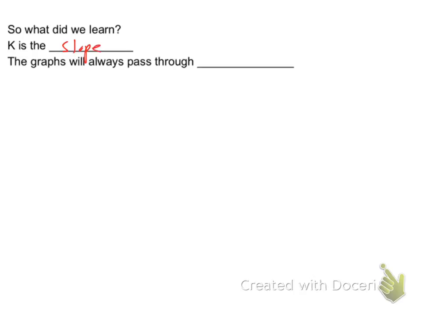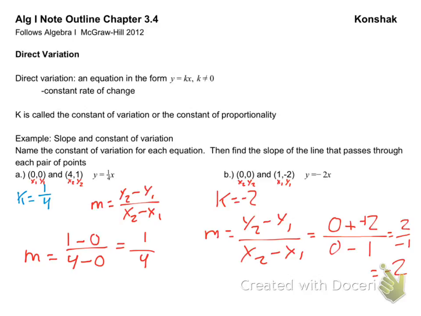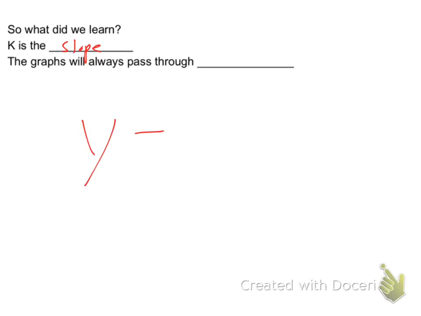Graphs will always pass through... Let's go back here. If I look at this equation, y equals kx. And k can be anything, right? 1, 2, 3, 1.25, -1.25, things like that. But x can also be anything.